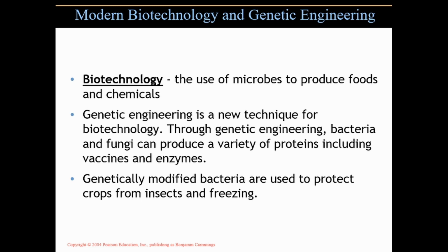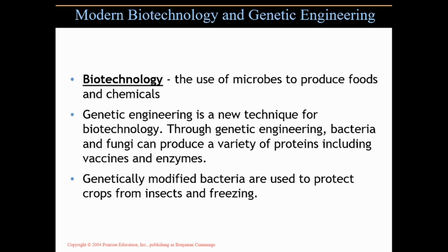We're genetically modifying them. Genetically modified bacteria are used to protect crops from insects and freezing so that the crops can withstand the lower temperatures. So these are all new ways that we are taking bacteria, messing with their genes, genetically modifying them in order to benefit humankind. And it's working out really well.